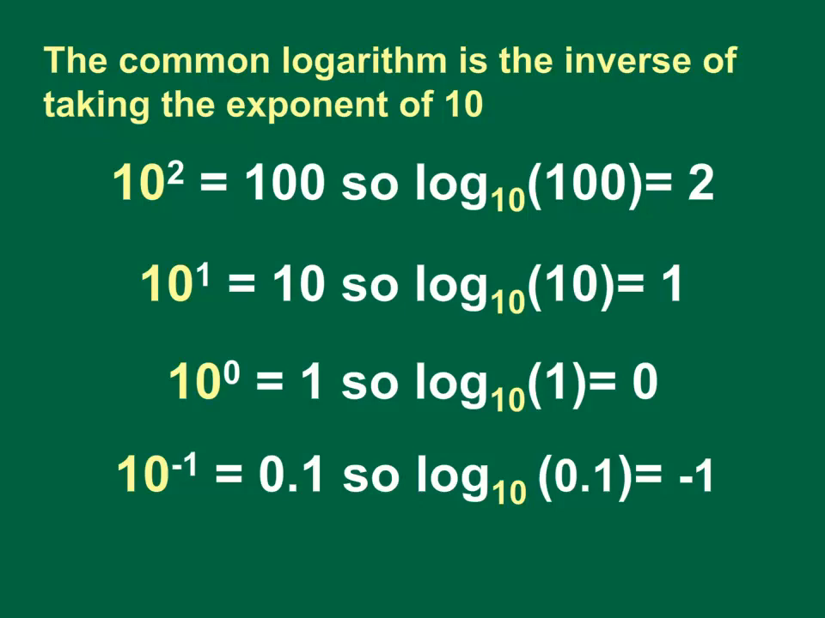Any number to the power of 1 is equal to itself, so the common logarithm of 10 is equal to 1. Any number to the power of 0 is equal to 1, so the common logarithm of 1 is equal to 0. 10 raised to the negative power is equal to a fraction, so the common logarithm of a fraction will yield a negative number.